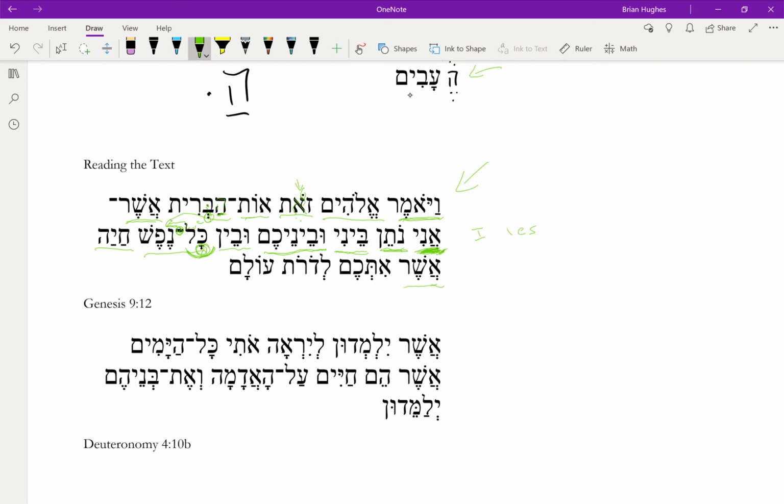Asher itechem. You probably heard me sneak in the sound of a vocal shava there because we have a strong dagesh. It's preceded by a vowel, the sound of a vowel, so it's strong, which means a shava under a strong dagesh is vocal. So this is itechem, ledorot, olam.